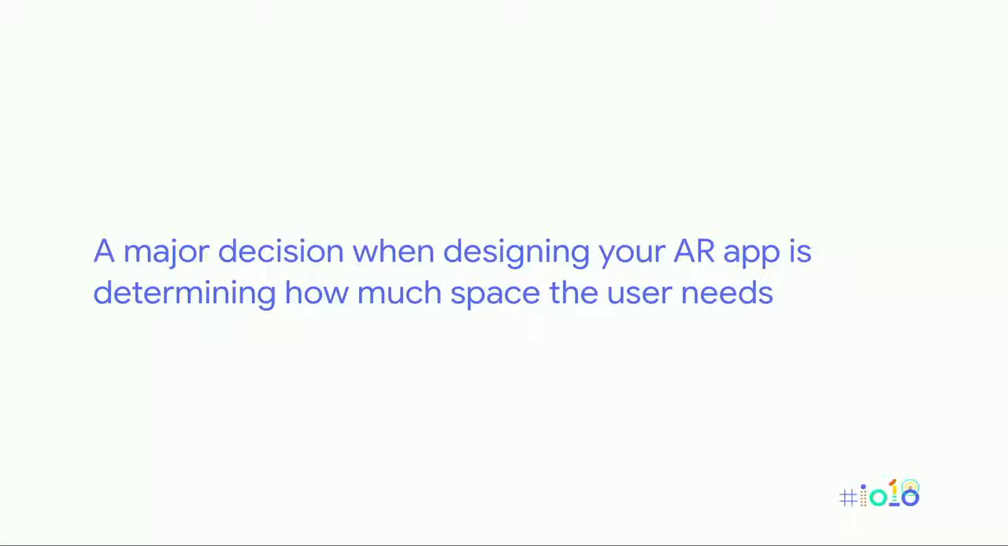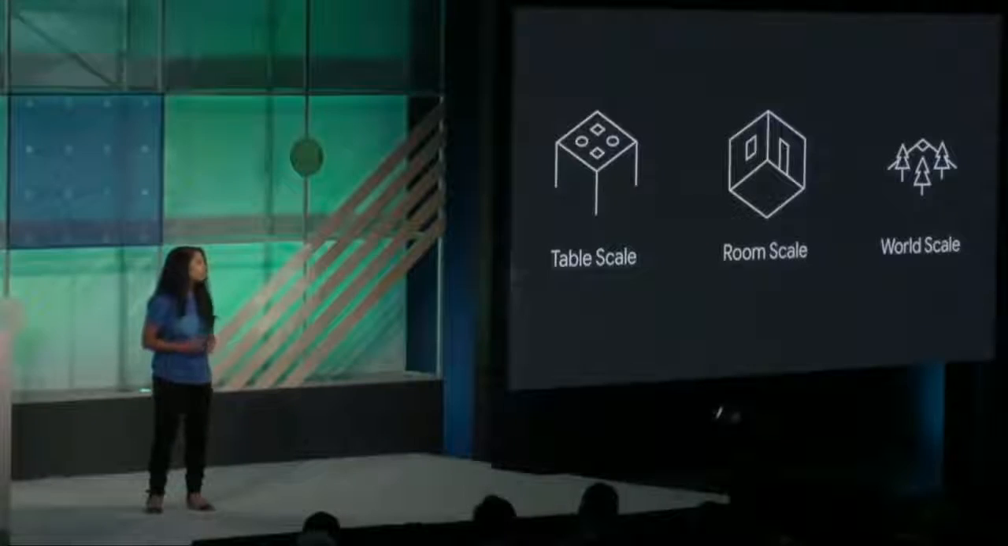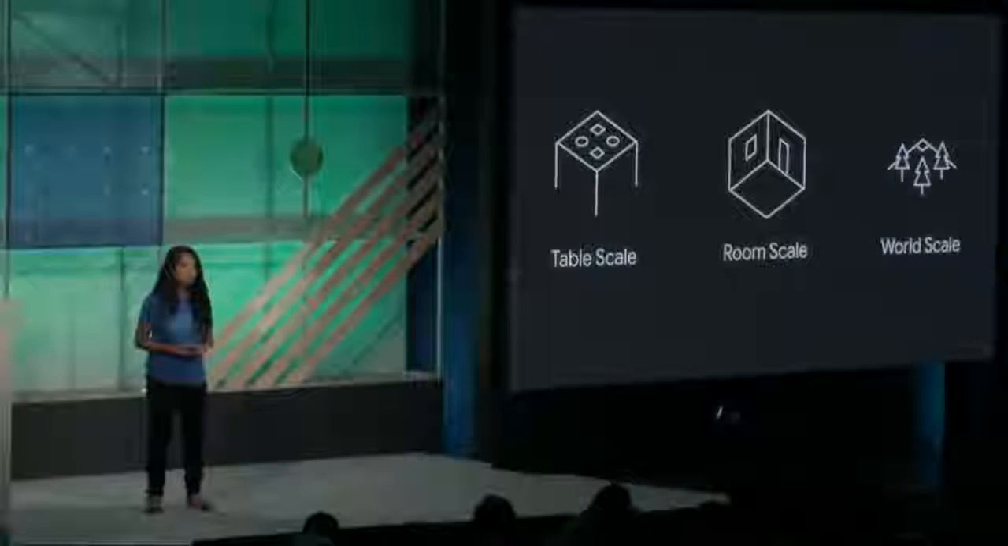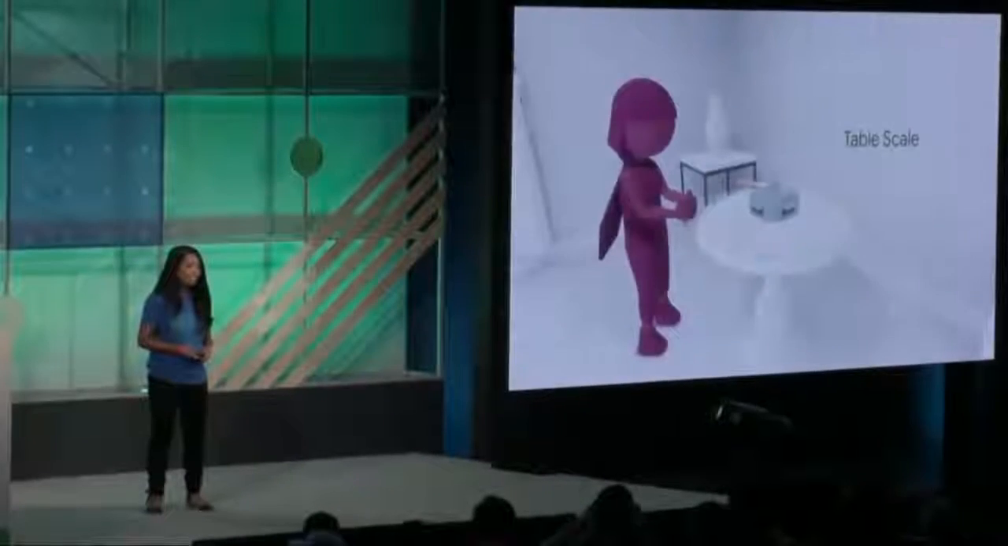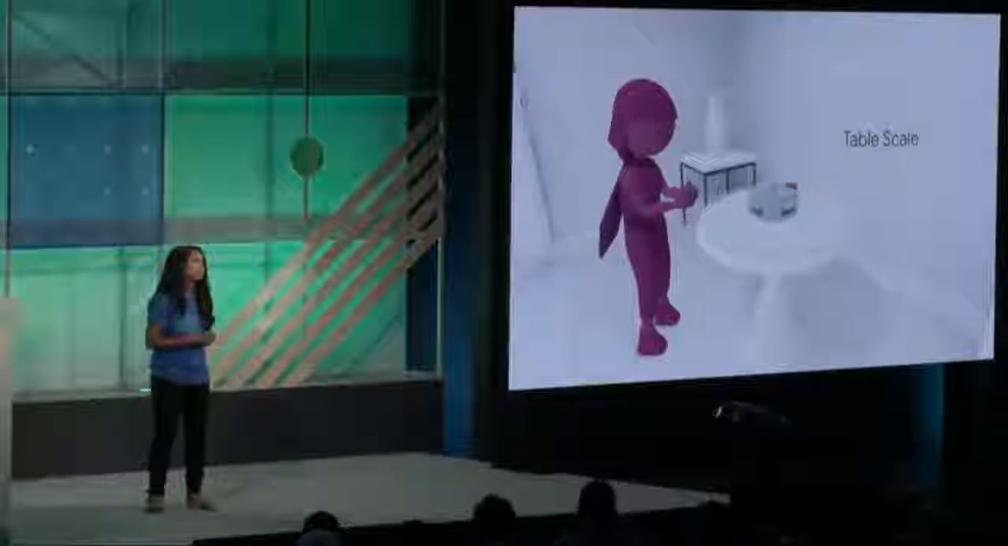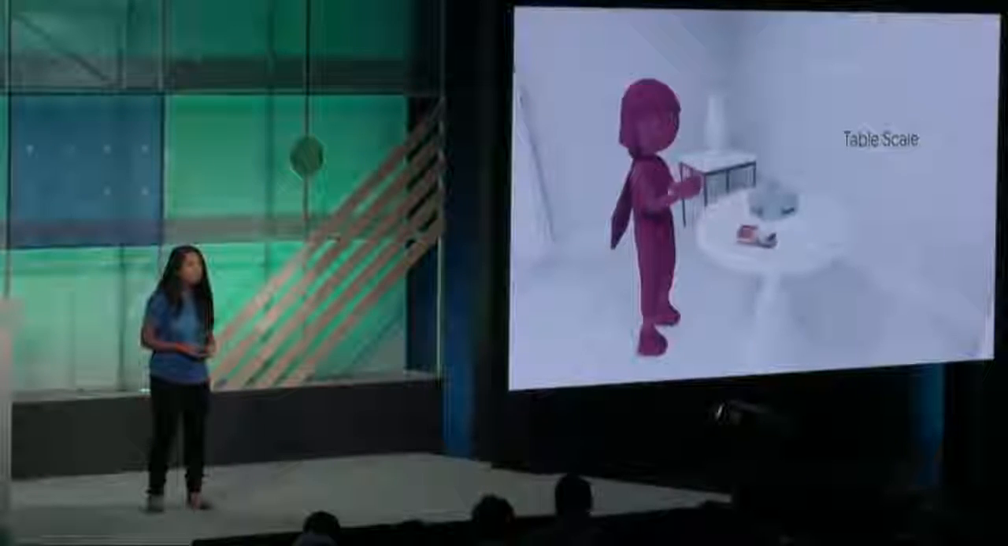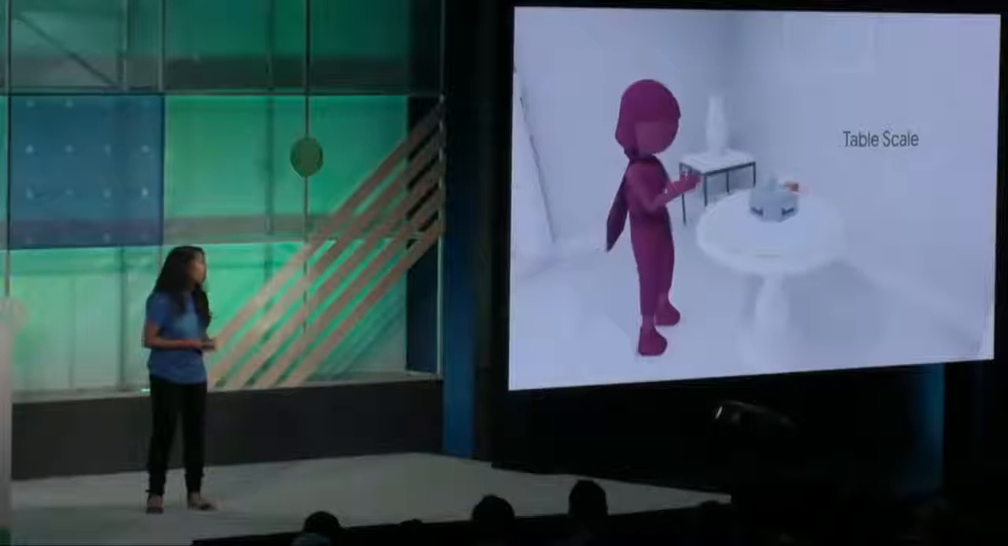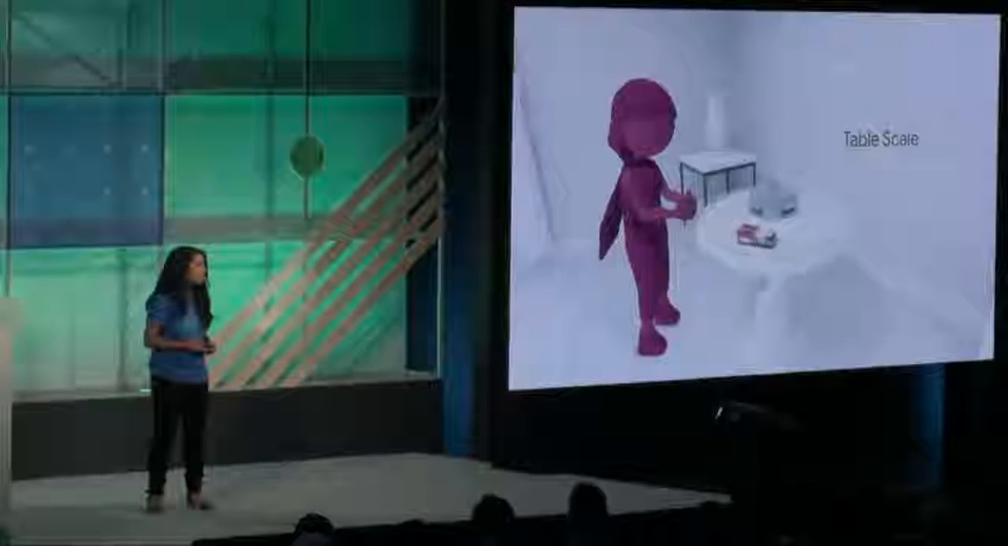Another major thing that you want to think about is that whenever you have an experience that requires a user to move, you also want to think about how much space a user needs. We found that experiences fall into 3 different sizes: table scale, room scale, and world scale. When it comes to table scale, your experience is able to scale to the smallest of surfaces so that many users are able to enjoy your experience.